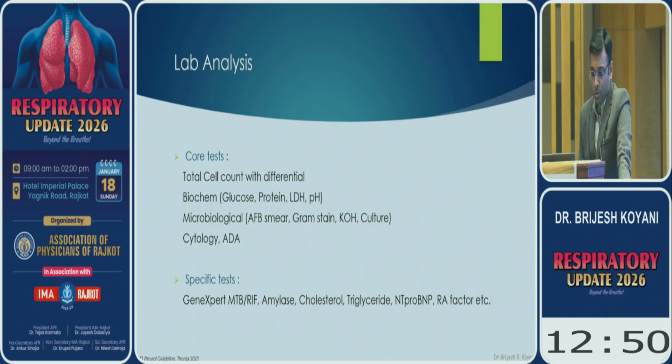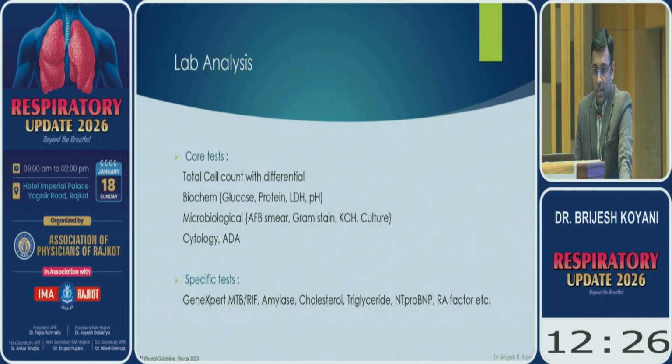So these are the routine lab analyses. There is a standard panel that we usually send for all pleural fluid in all patients: total count with differential count, biochemistry like glucose, protein, LDH, pH, and microbiological analysis like AFB smear, culture, Gram stain, KOH, AFB culture, cytology and ADA.